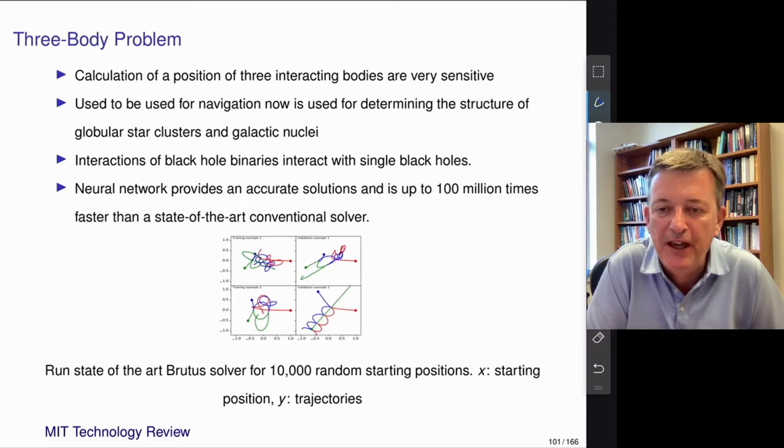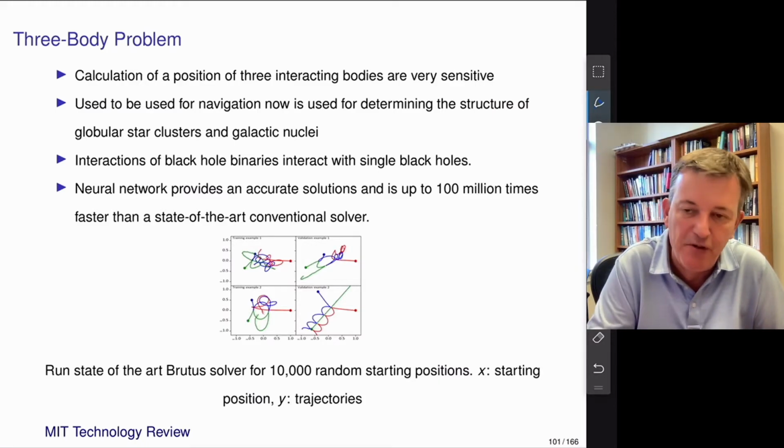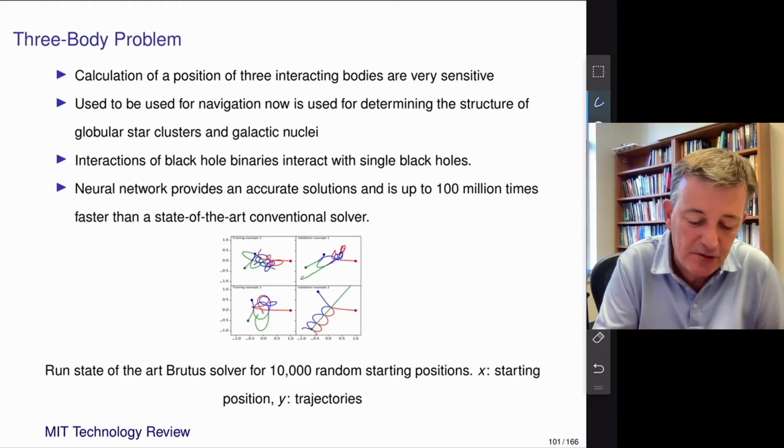So what's the motto there? Maybe it's not a good time to go do a math PhD in terms of equations. Maybe it's a better time to go do a math PhD or an AI PhD and do some deep learning.